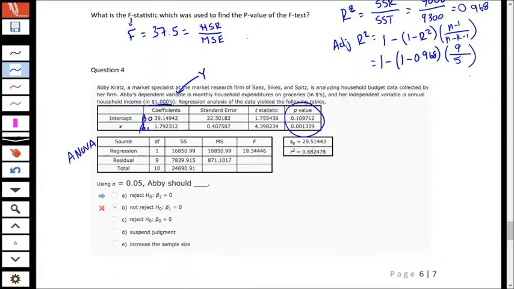It says, using an alpha of 5%, Abby should: reject H naught of beta 1, not reject, suspend judgment, increase the sample size. Trick: suspend judgment and increase the sample size are always options, but they are never the correct answer here. So we basically want to recognize whether we're going to reject or not reject for each of our t tests. When you've got this H naught beta 1, H naught beta 0, these are results from those t tests. And that's where we're going to look at the p-values.